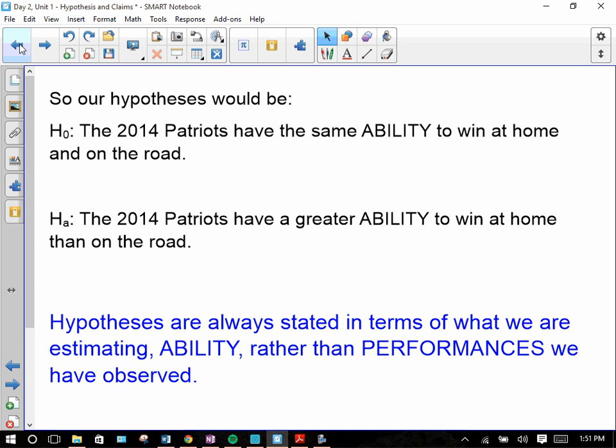All right. So if you see the word performances or something like that in the hypotheses, you know that whoever wrote that didn't do what they were supposed to do. They didn't know what they were doing.